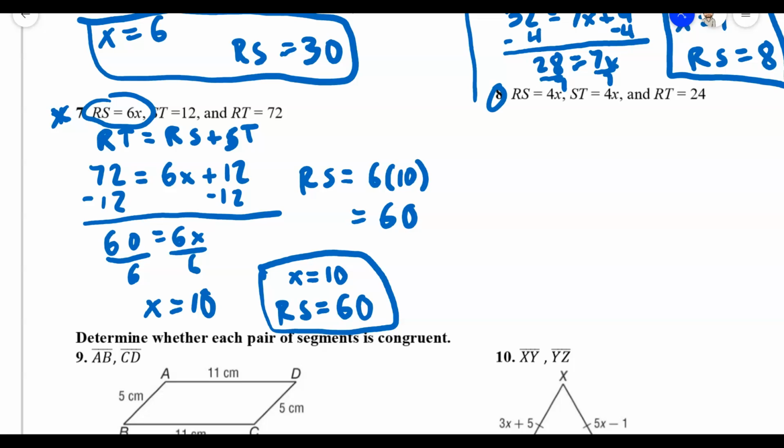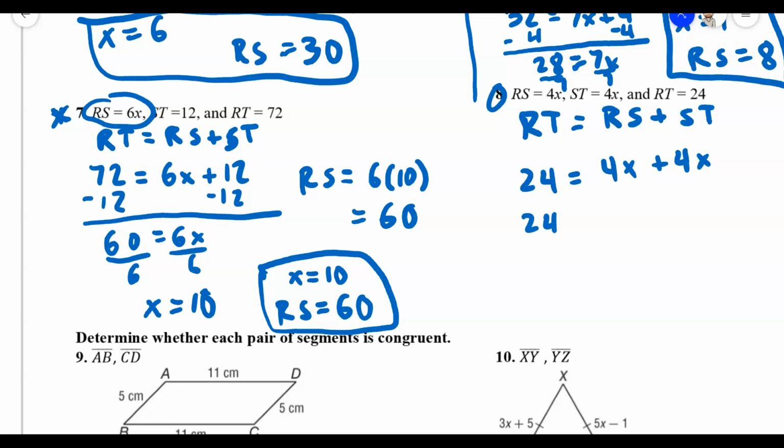RS equals 4x, ST equals 4x. Find x and RS. And they also tell me RT is 24. Give that one a shot. So if we did this correctly, we have RT equals RS plus ST. RT is 24. Both of these are 4x. So 24 equals 8x. Divide both sides by 8, and I get x equals 3.